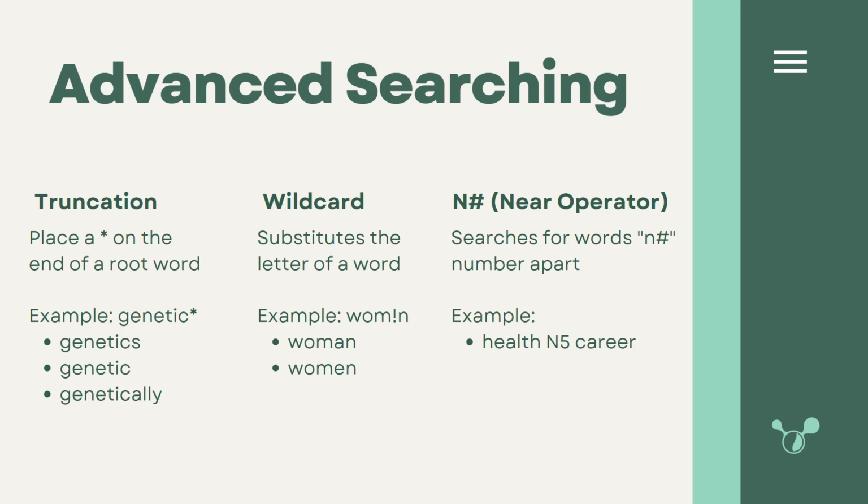Here are 3 more examples of searching methods. The first is truncation, when an asterisk is placed on the end of a root word. The database then searches for results with variations of the root word. For example, genetic will find genetic, genetics, or genetically. It will expand your search results.